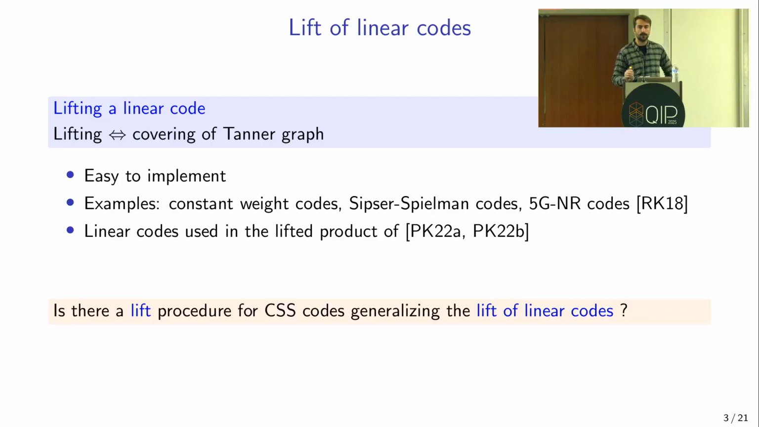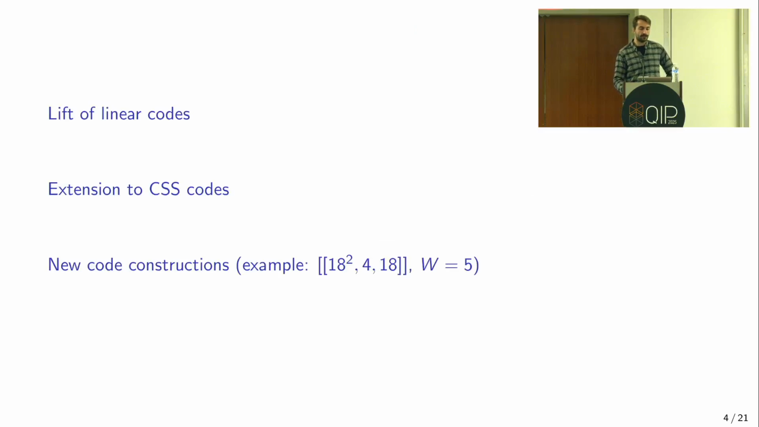Okay, and so now we can ask the more specific question: is there a lift procedure for CSS codes that generalizes the lift of linear codes? We'll start by looking more closely at the lift of linear codes and then its extension to CSS codes. And then we'll talk about some new code constructions using the lift.